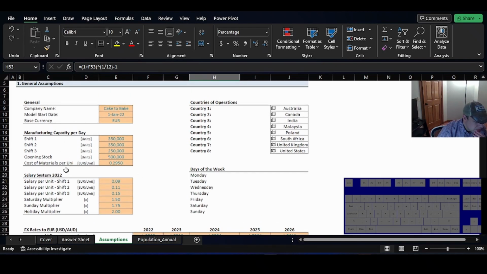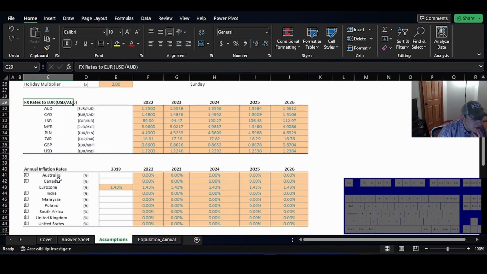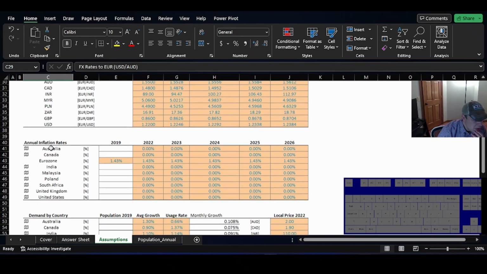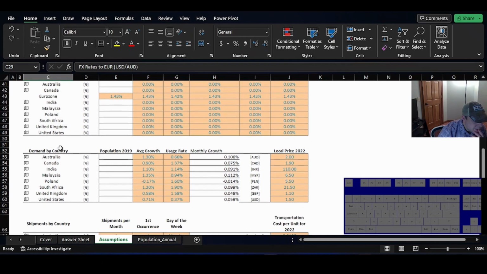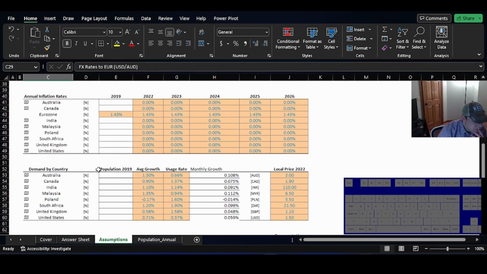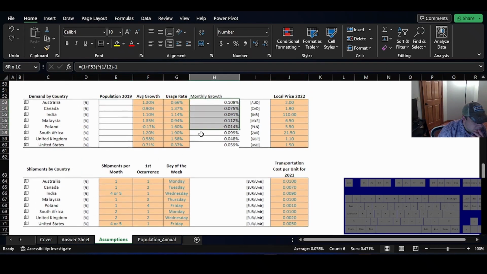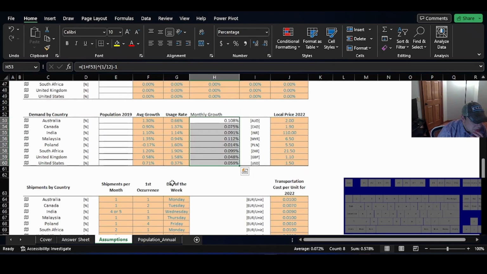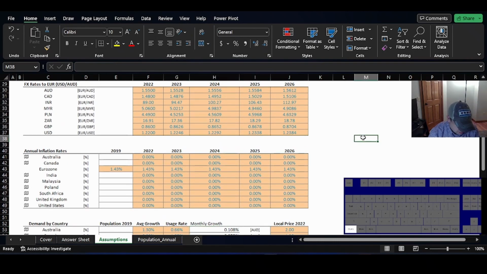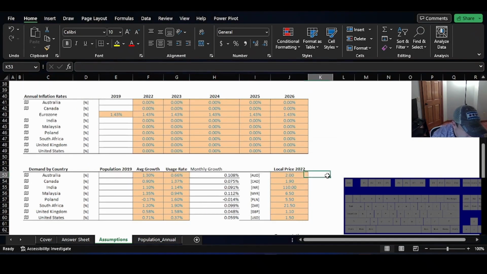General manufacturing capacity per day. Salary system. Fixed rates. Oh, so foreign exchange. Annual inflation. Demand by country. Shipments by country. Control F price. Oh, local price. There it is. Okay, so there's the local price in 2022.